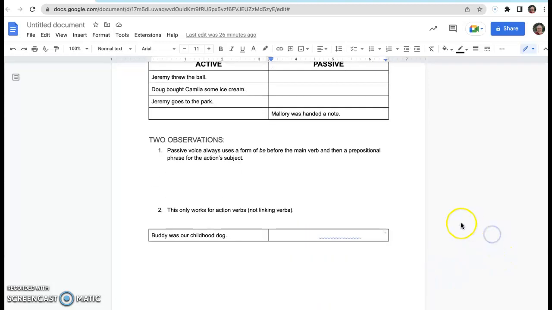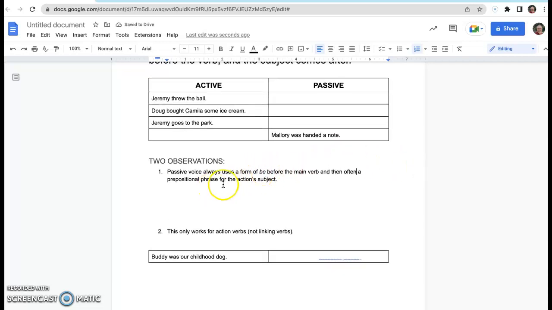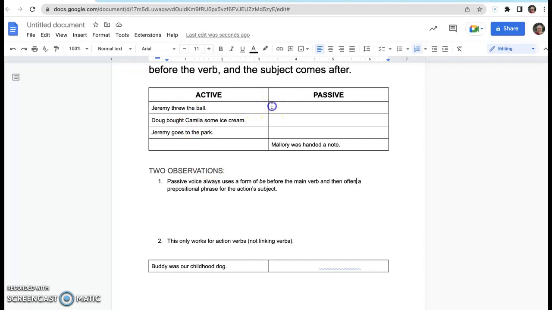A couple additional observations. When identifying the passive voice, note how it always uses a form of be before the main verb, and then I'll say often, because this isn't always true. It is always true that you're going to have a form of be before the verb, and often a prepositional phrase. So if you notice, the ball was thrown by Jeremy. By Jeremy ends up being a prepositional phrase. So the subject here is within this prepositional phrase.